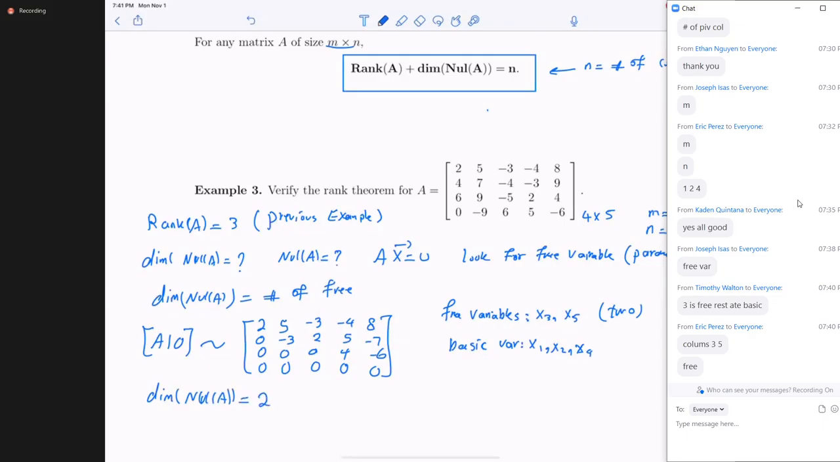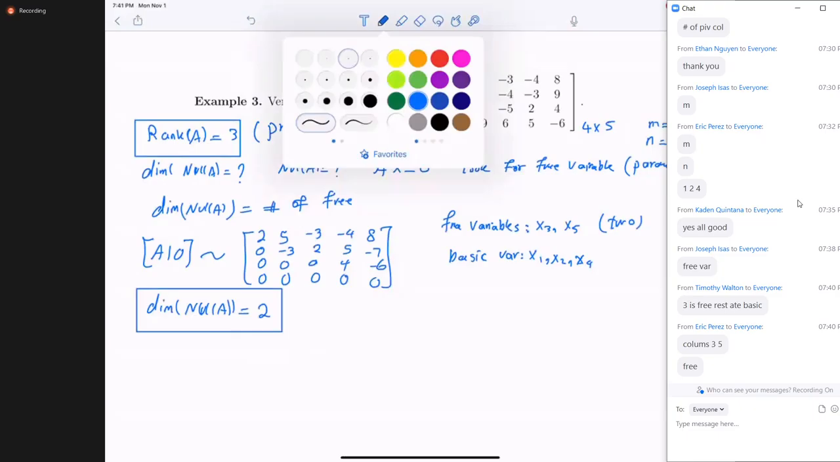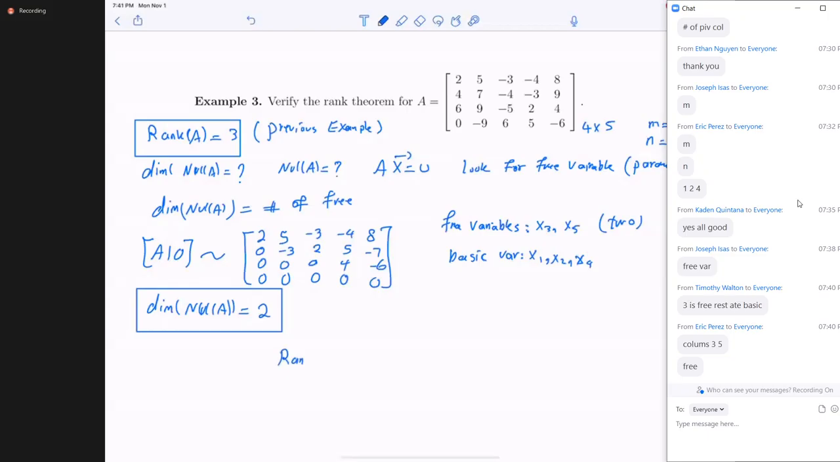So the rank of A equals 3, and the dimension of the null space is 2. Let's see if the equation works or not. The rank theorem says that the rank of A plus the dimension of the null space of A equals n. But we know that n equals 5. So we have the rank of A is 3, plus the dimension of the null space is 2, equals 5. So both sides are equal, we are done.